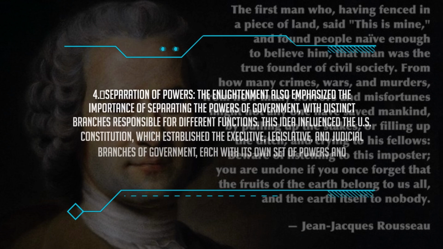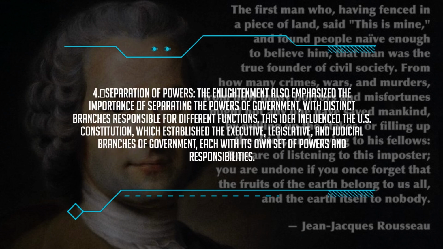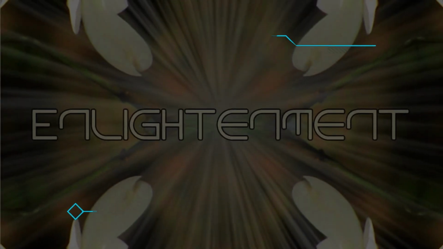4. Separation of powers. The Enlightenment also emphasized the importance of separating the powers of government, with distinct branches responsible for different functions. This idea influenced the U.S. Constitution, which established the executive, legislative, and judicial branches of government, each with its own set of powers and responsibilities.